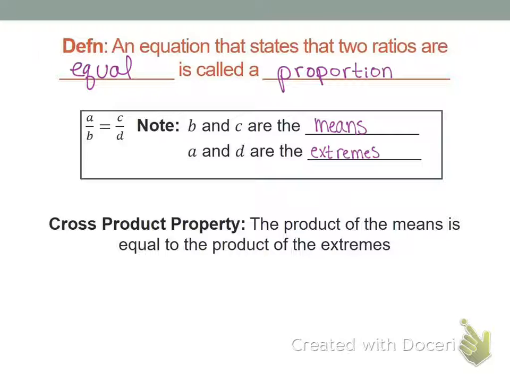Okay? Cross product property is nothing new to us. It's just worded a little different. The product of the means is equal to the product of the extremes. And if I were to have asked you to cross multiply this proportion, I believe many of you would have told me to take A times D, those are the extremes, and set it equal to B times C, which are the means. Or you could have done it the other way. Of course, we should know that the order of multiplication doesn't matter. Those are the same thing either way.